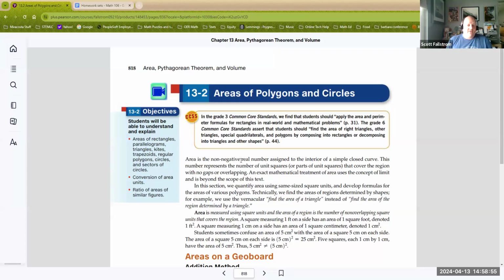Again, our Common Core standard here starts at grade 3. Students should be able to apply area and perimeter formulas for rectangles. By the time we get to grade 6, we're talking about right triangles, special quadrilaterals, and polygons. So between grades 3 and 6, we're continuing to use area in many different ways.